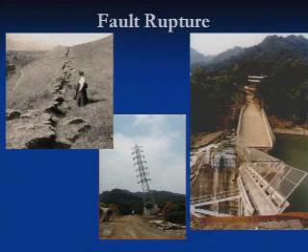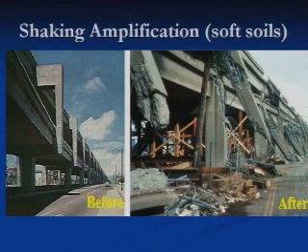Now, fault rupture is when the earthquake actually propagates up to the ground surface and ruptures the ground. So here's an example of the fault rupture on the San Andreas Fault in the 1906 earthquake, and also a couple of other structures that failed because there was fault rupture. Now, the earthquake is usually centered around 10 to 15 kilometers at depth. And so when you have an earthquake, it doesn't always rupture the surface of the earth.